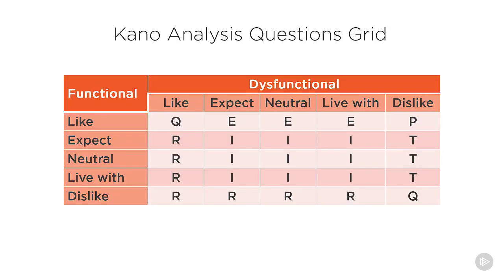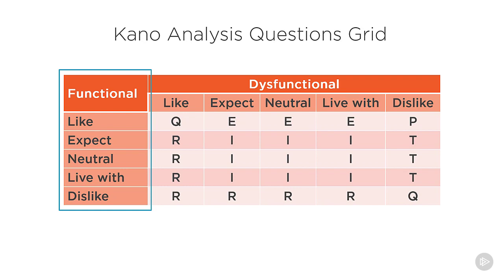After you collect the answers from the surveyed customers, you can determine the category of each requirement by reading it from the Kano analysis questions grid. The grid looks like this. In the top row are the values of the possible answers for the negative questions, and in the left column you put the possible values for the positive questions' answers.